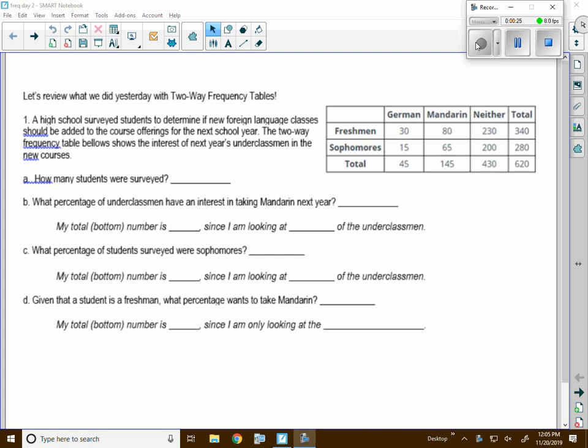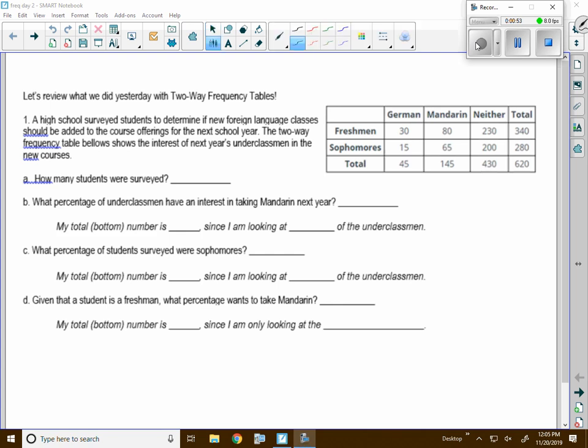All right. So just a little bit of review for frequency tables, and then we'll do a couple new things. It'll be lots of practice. The first question is talking about a high school that surveyed students to determine if a new foreign language class or classes should be added. And they surveyed only underclassmen, so freshmen and sophomores. Our first question says, how many students were surveyed?